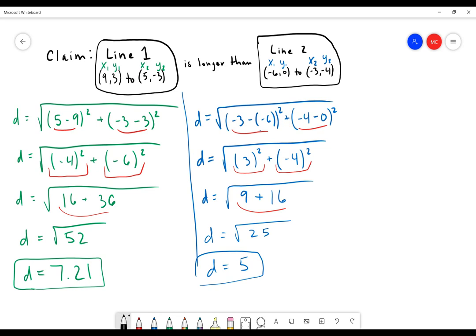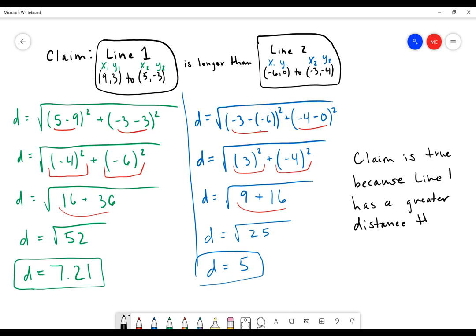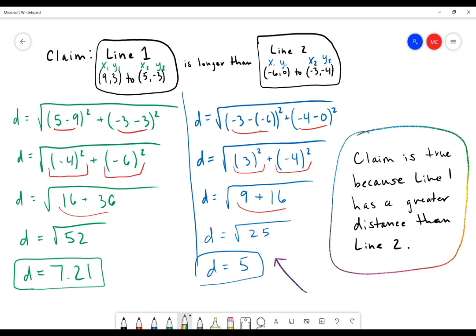So my final answer is that the claim is true because line 1 has a greater distance than line 2. And I proved that by showing my work here and here.